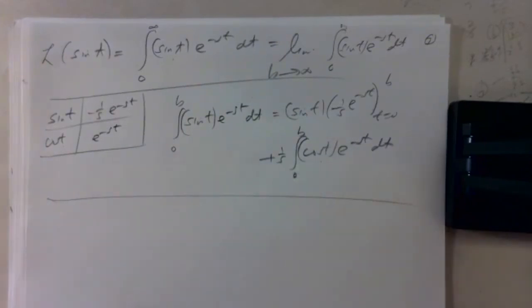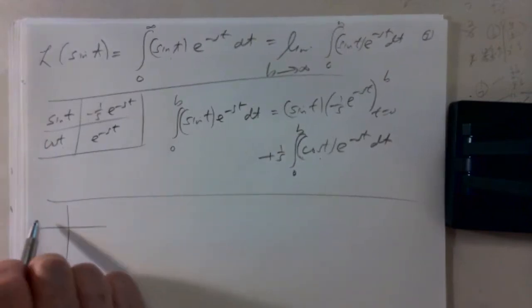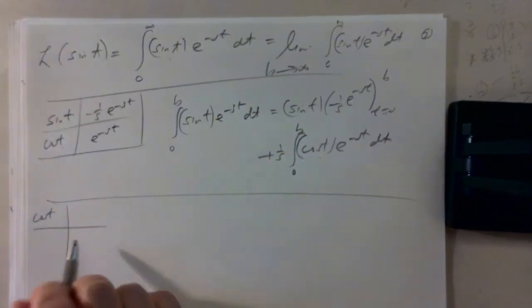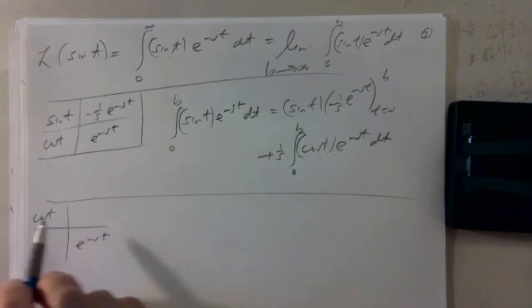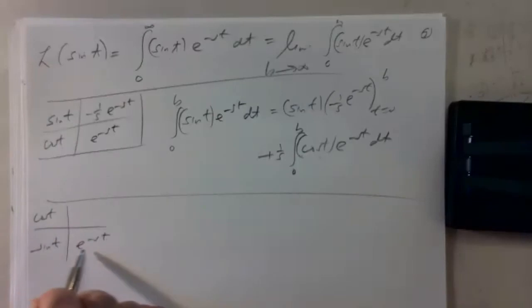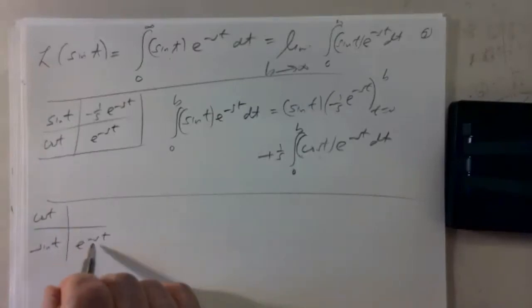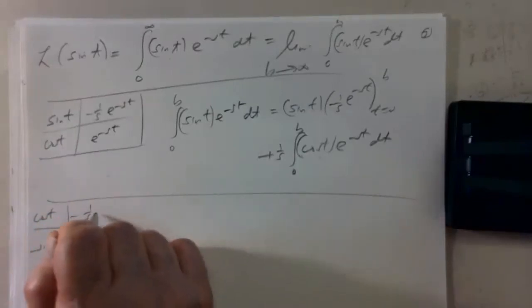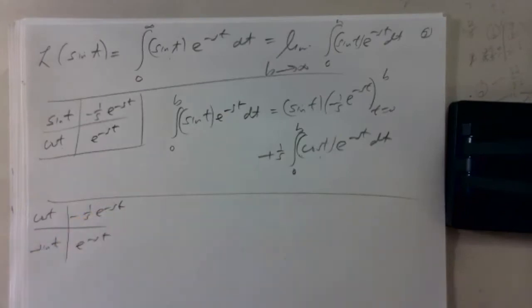So I have to do this integral. To do this integral, let me again try to use integration by parts. Cosine t e to the minus st. The derivative of the cosine is minus the sine. The antiderivative of e to the minus st is minus 1 over s e to the minus st.